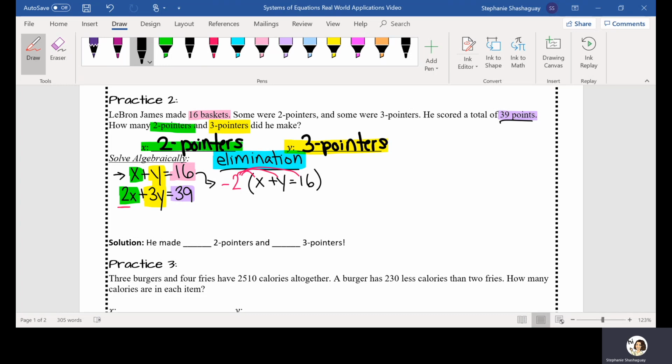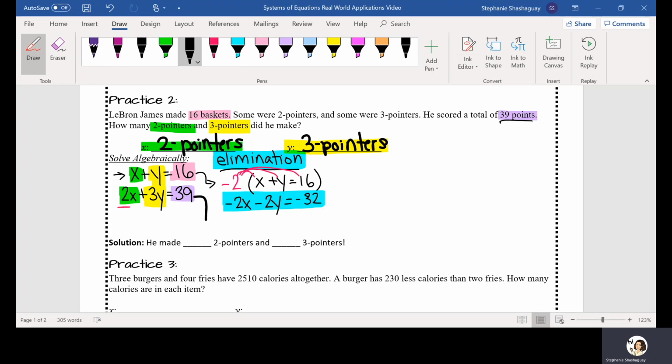So -2 times X is going to give me a -2X. -2 times positive Y is going to give me a -2Y. And a -2 times 16 will give me a -32.